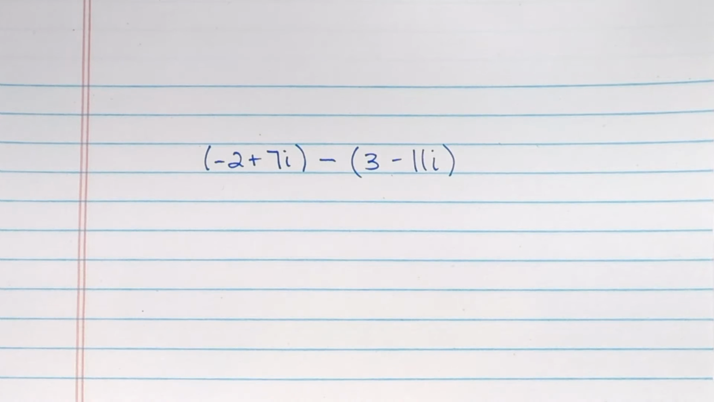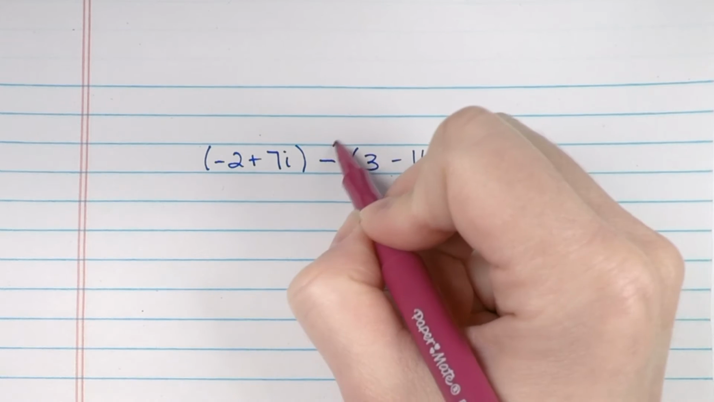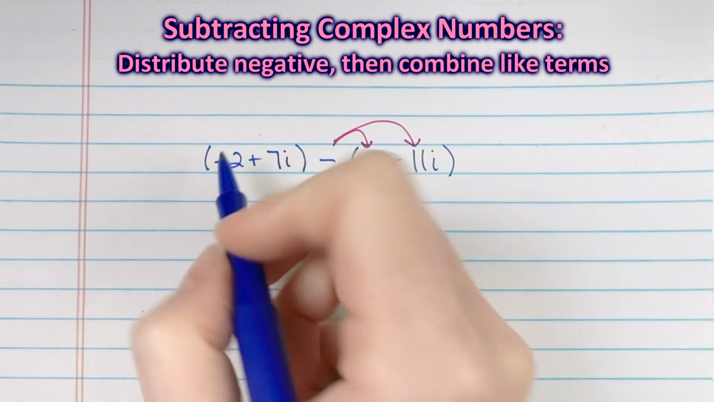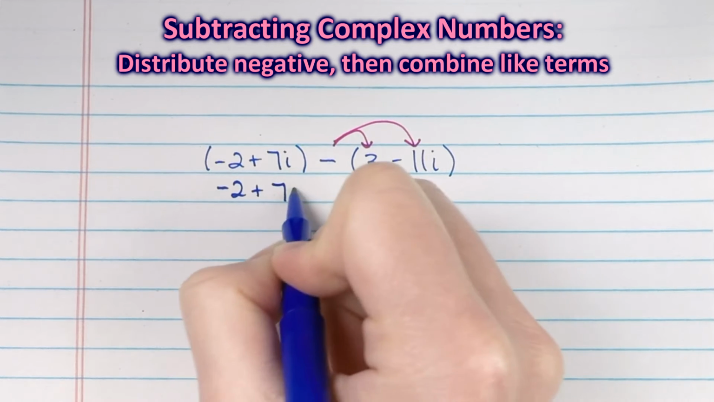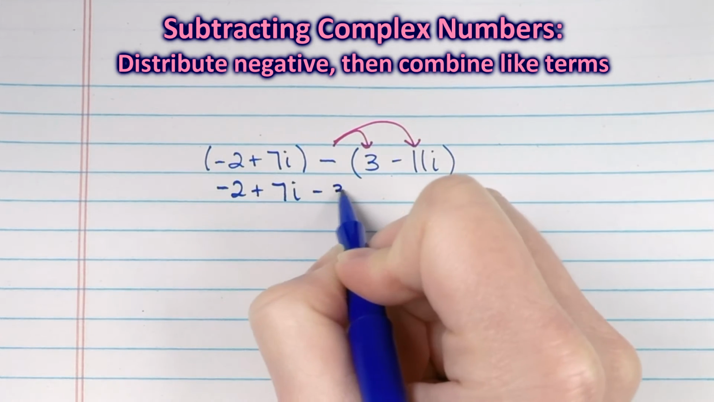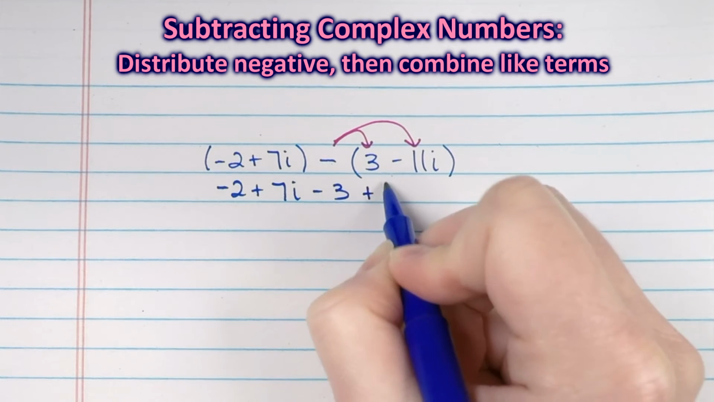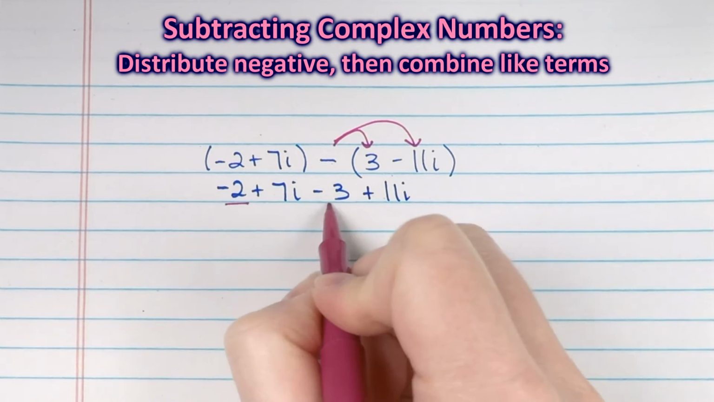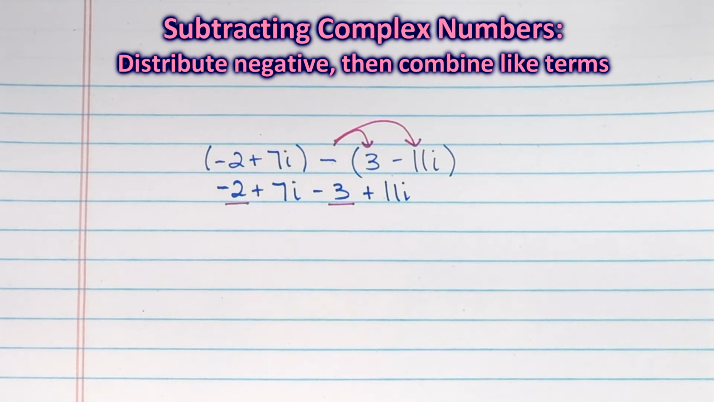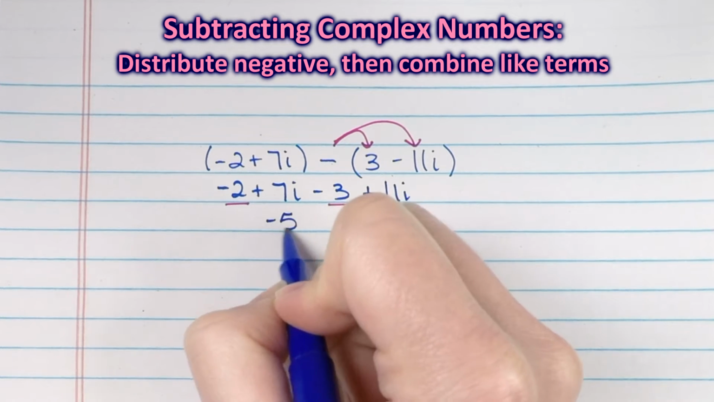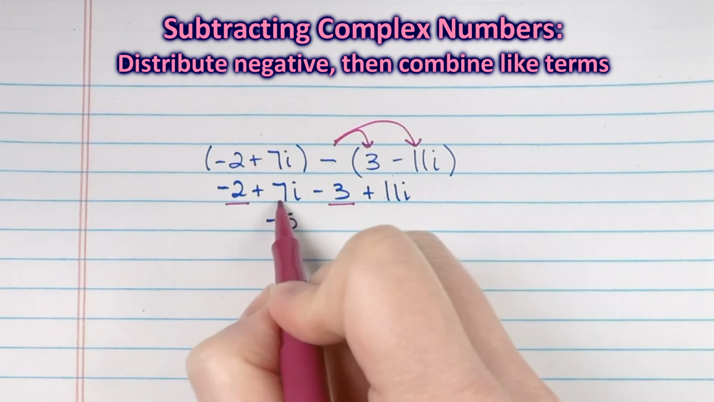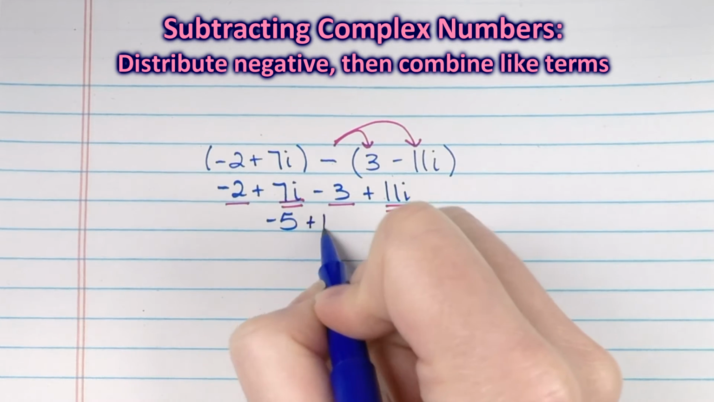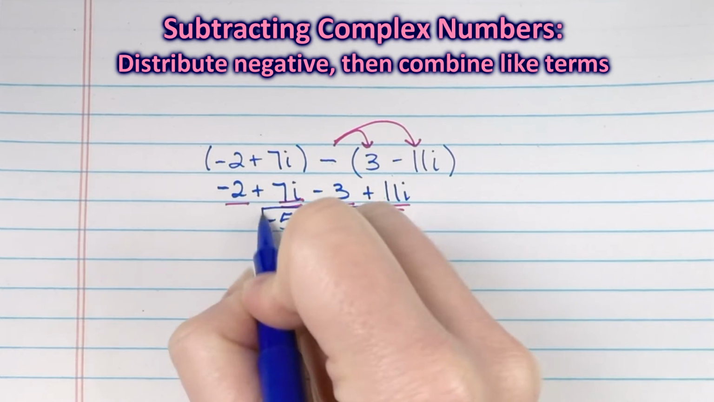Subtracting complex numbers is pretty easy too. You might find it easier to distribute this negative before you combine your like terms. So distributing the negative, I'm going to bring down the first part, -2 plus 7i. This becomes -3, and then negative times negative becomes positive 11i. And then now I can combine my like terms just like when I'm adding the complex numbers. So the real numbers, -2 and -3, these add up to -5. And if I combine the imaginary parts, 7i and 11i, those add up to 18i. So then my final answer is -5 plus 18i.